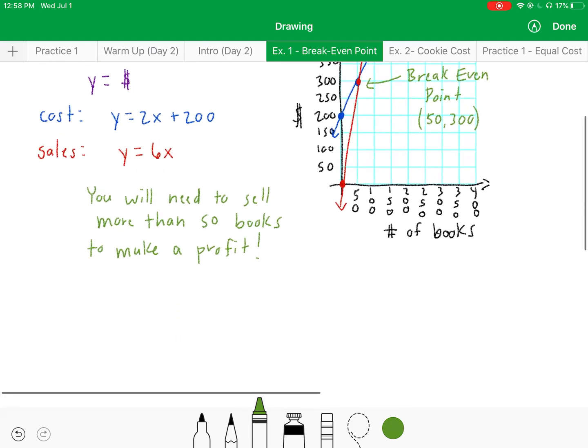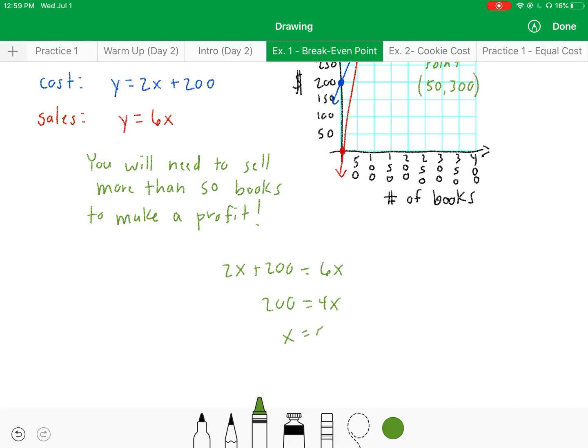Since both equations are already set equal to y, I could have simply said that 2x plus 200 is equal to 6x, and then solve that for y, or I'm sorry, for x. And I would have ended up with x equals 50. And then I could just plug in 50 for x. I'd probably use the bottom equation to get my dollar amount of 300. Okay, so that would obviously be much quicker to algebraically do than to sketch out the graph.